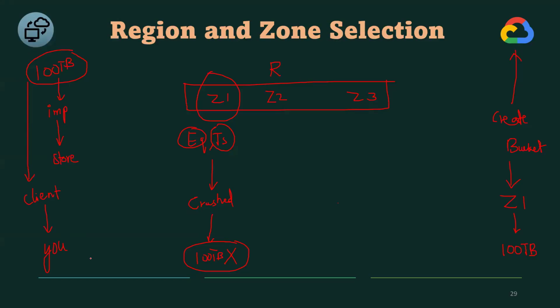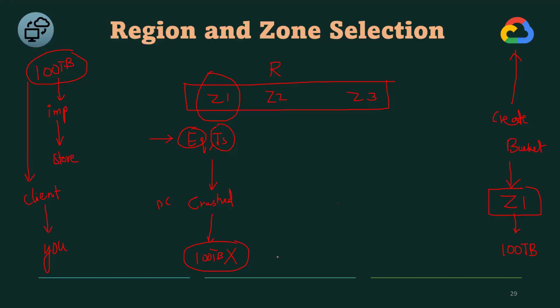To avoid unexpected failures, because the client already told you that it is very important data and asked you to store it, but while storing it, you selected one single zone. If that particular zone crashes due to some unexpected failure like an earthquake or tsunami, the entire data center itself is crashed. So your 100 terabytes of data is also crashed. That means you are going to lose your entire data.